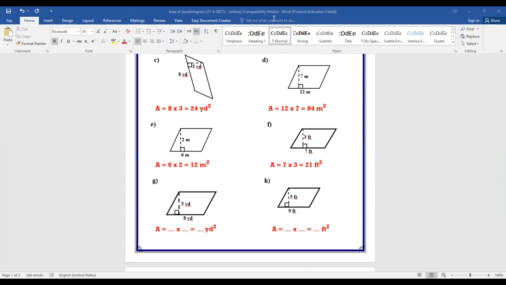Yes, Isel. What is the area in this parallelogram? Our base is 8 and our height is 5. 8 multiplied by 5 equals 40. Thank you. Okay, the last one. Yes, Mamdouh. Our base is 9 feet and our height is 5 feet. What is the area?